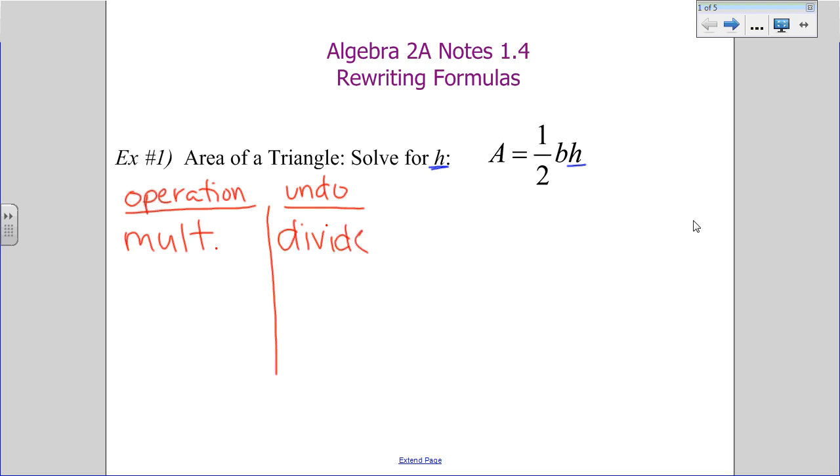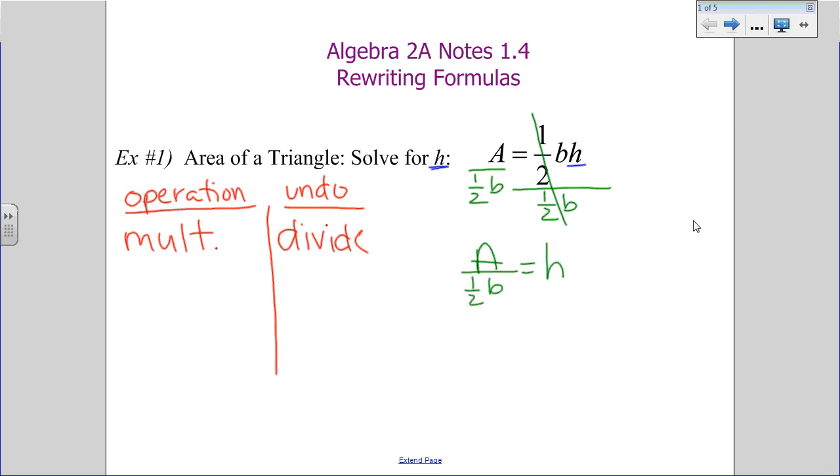Well, I'm going to divide by what I'm multiplying by. I'm multiplying by 1/2 b. So I'm going to go over here and divide by 1/2 b. So the area divided by 1/2 b is equal to h.